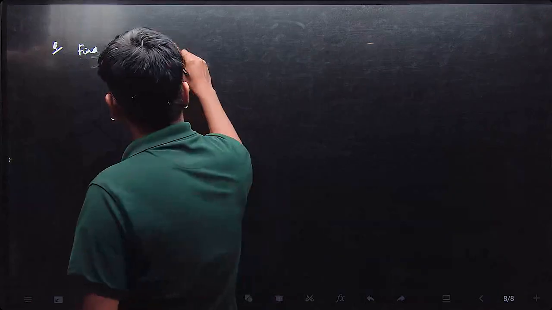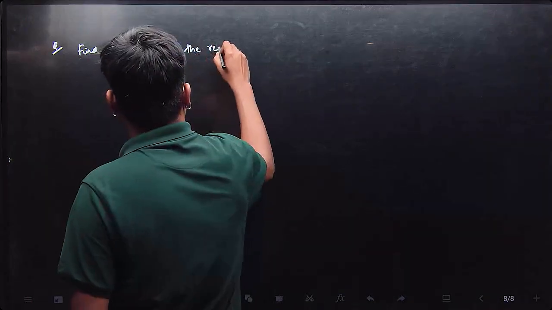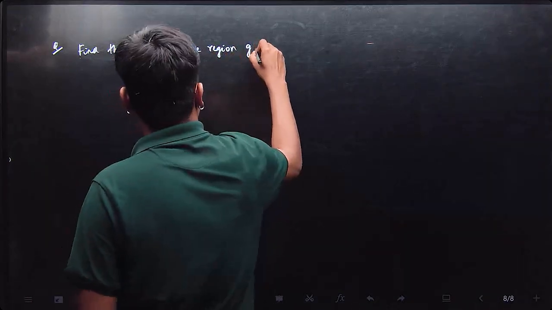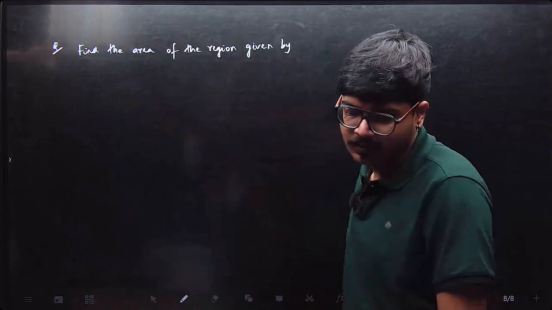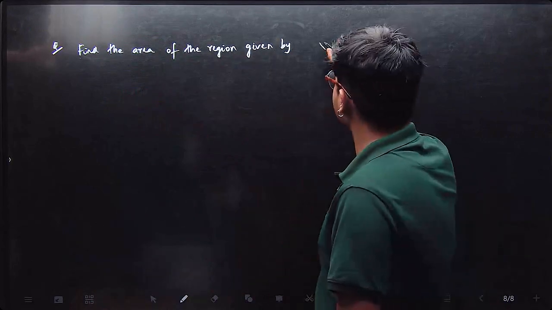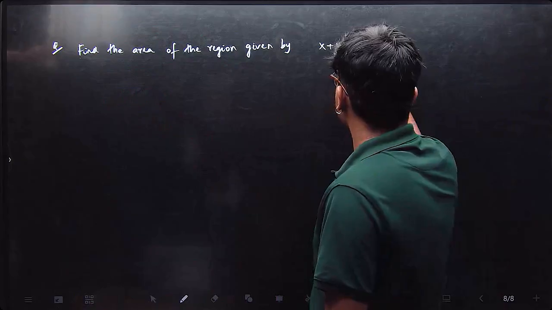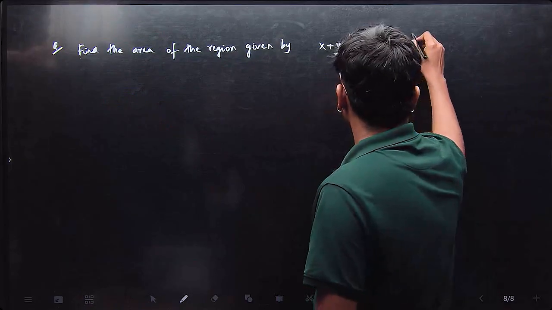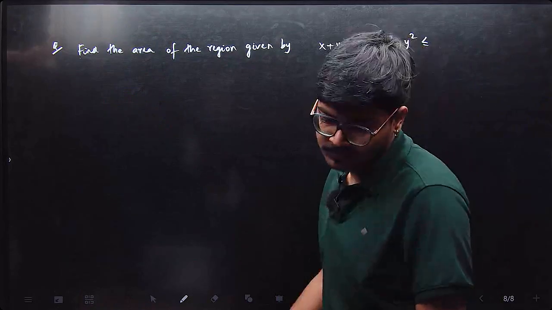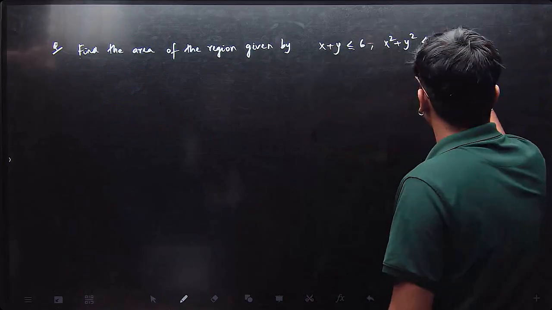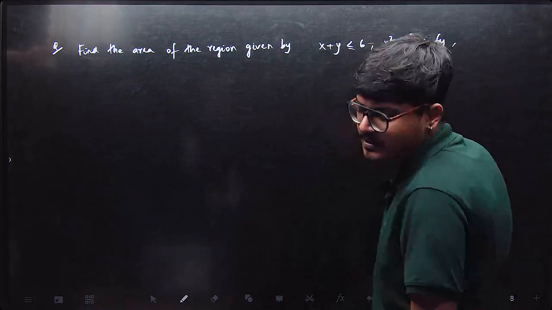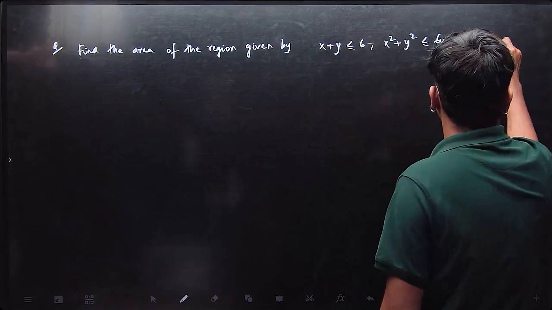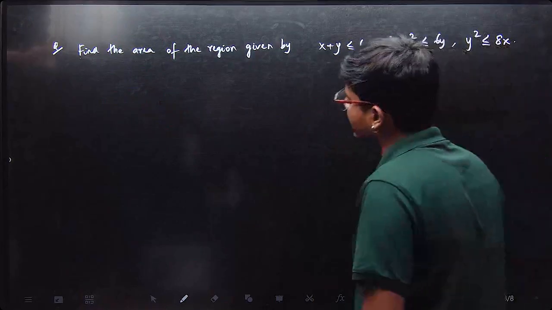Area of the region given by x plus y is less than or equal to 6, x square plus y square is less than or equal to 6y, and y square is less than or equal to 8x. Find the area of this region.